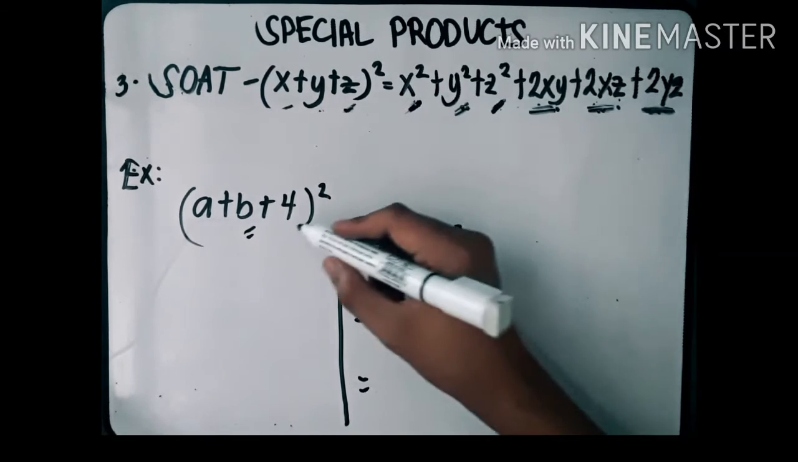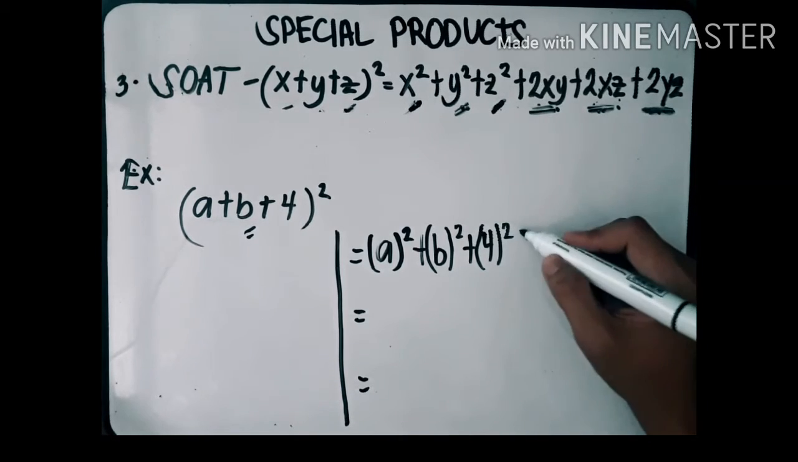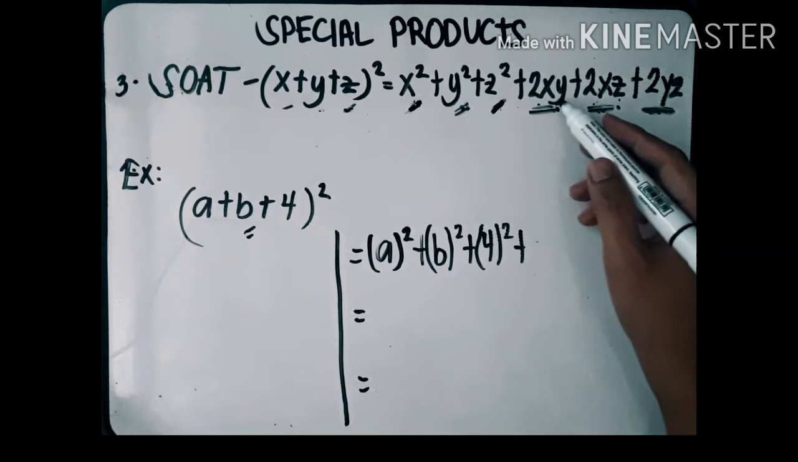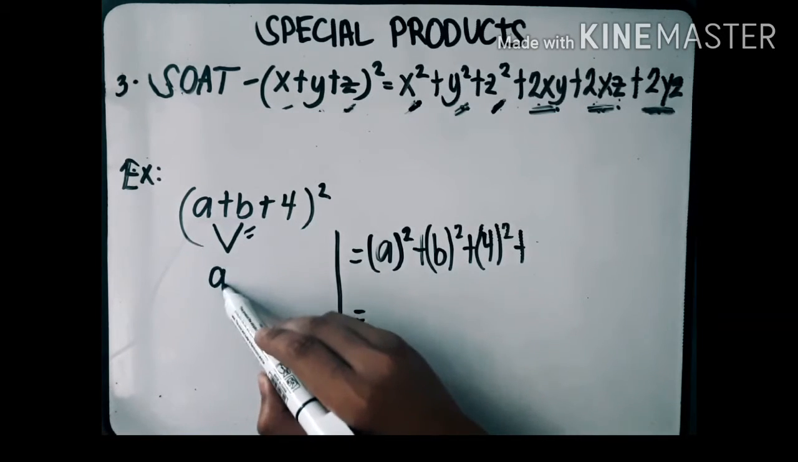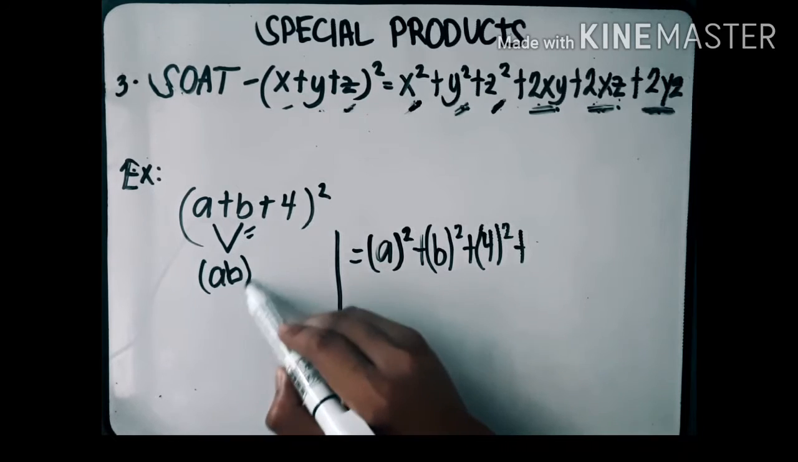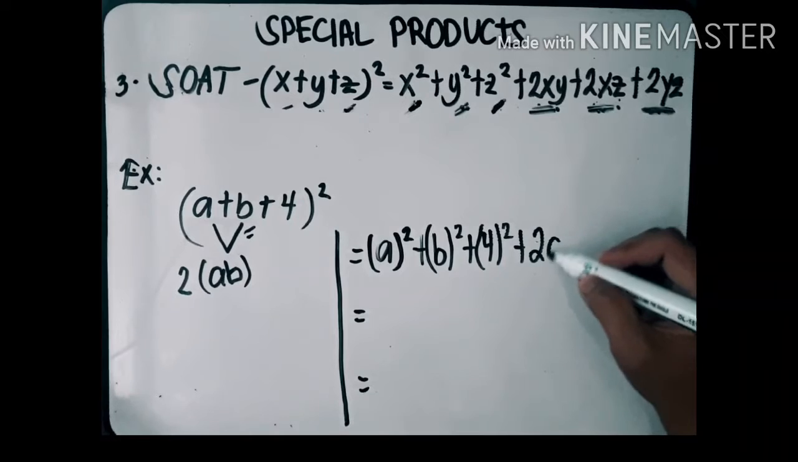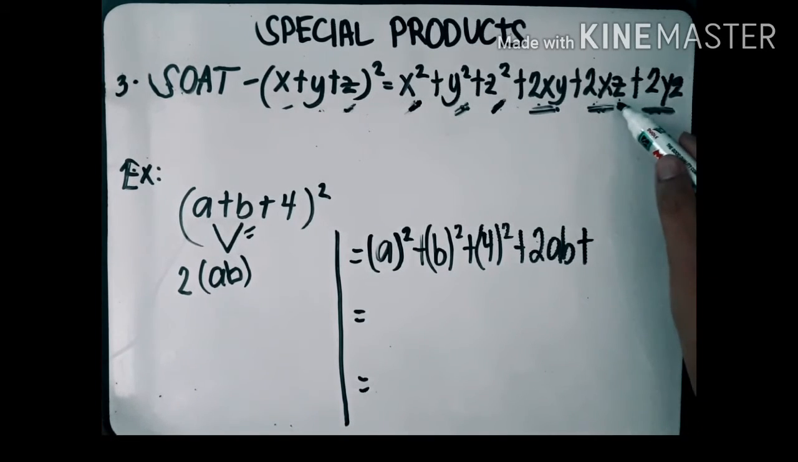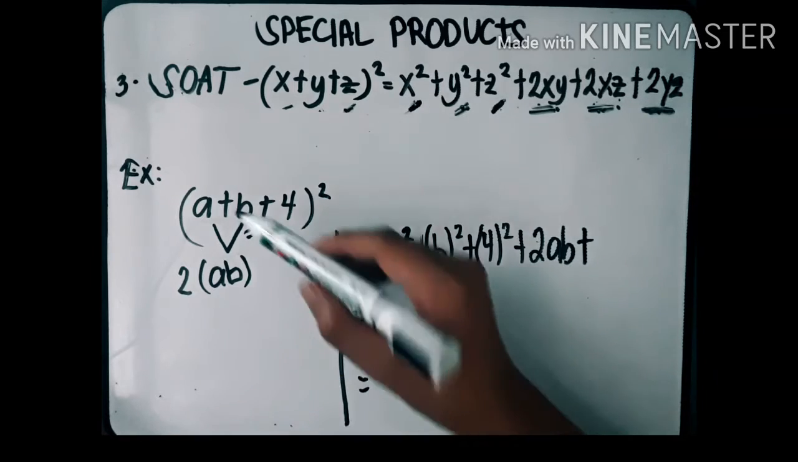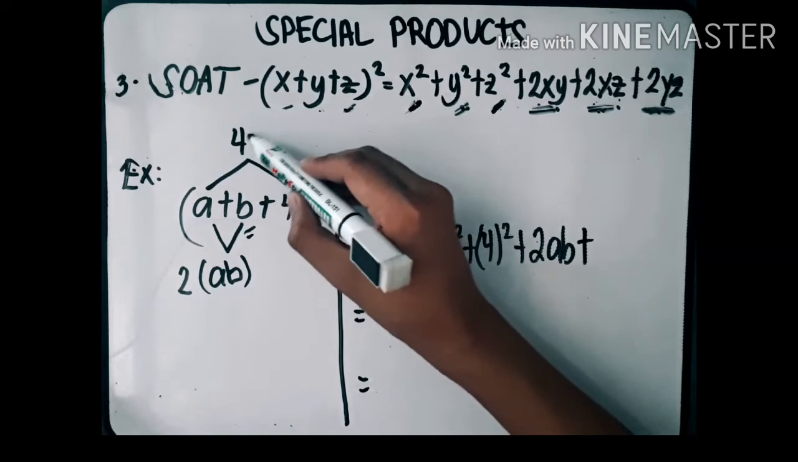And the square of the third term, which is 4. Plus twice the product of the first and second term. So the product of A and B, which is AB, twice lang natin siya. So that's 2AB plus twice the product of the first and the last term, or the third term. Twice lang natin to, which is 4A.